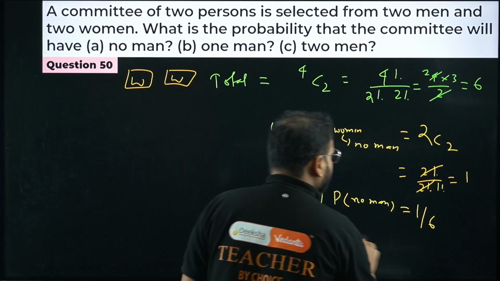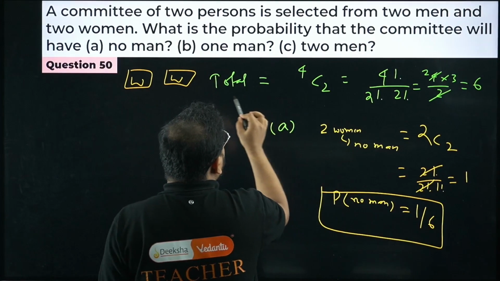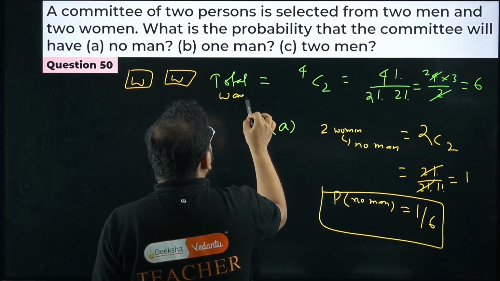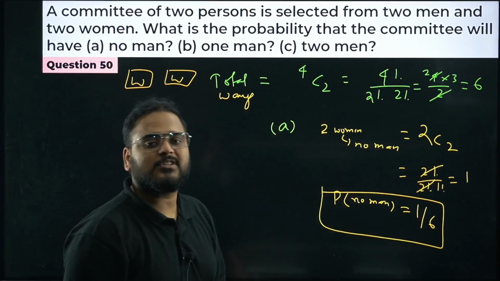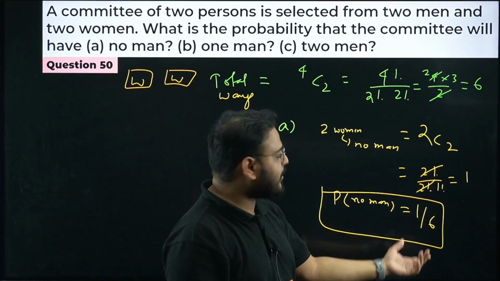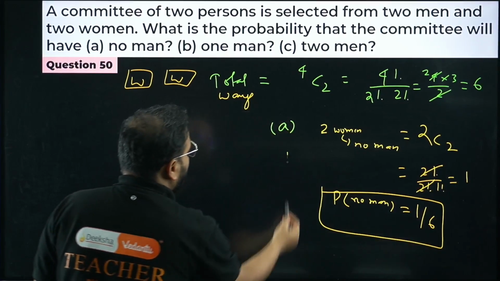The total ways to choose is 6. One way to choose is no man, which is choosing both the women. So 1 by 6. Part 2 we will solve now.